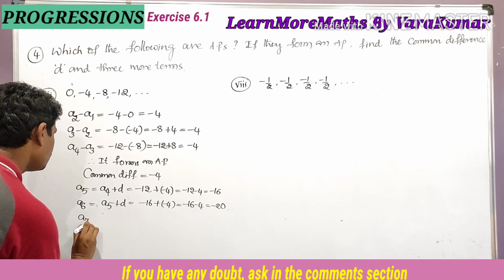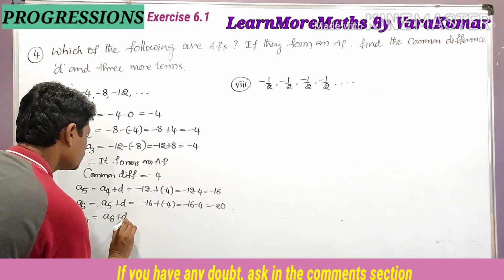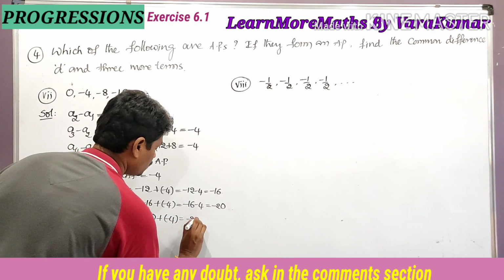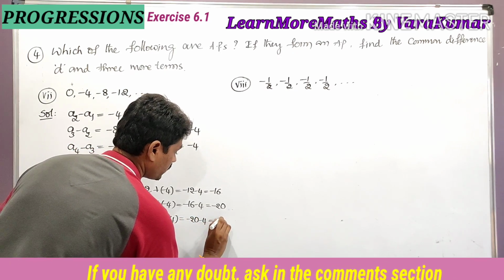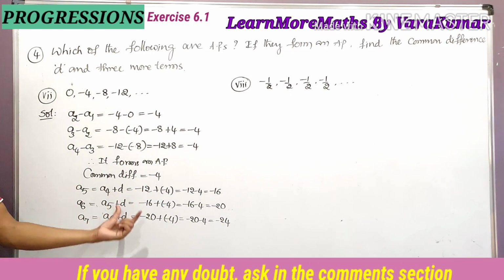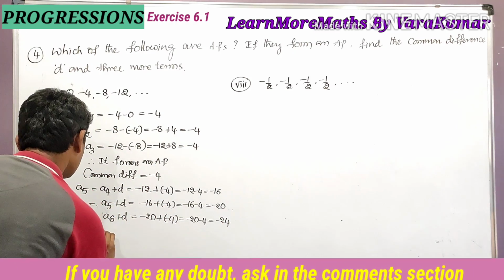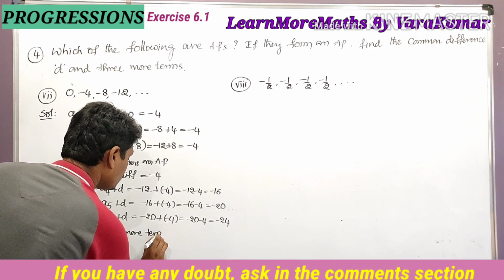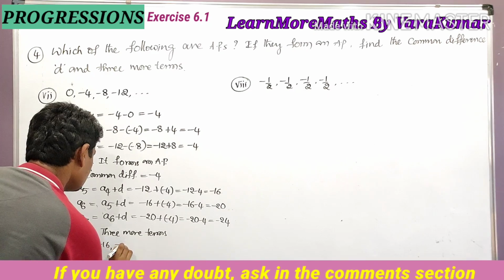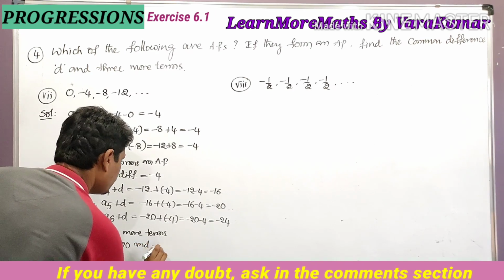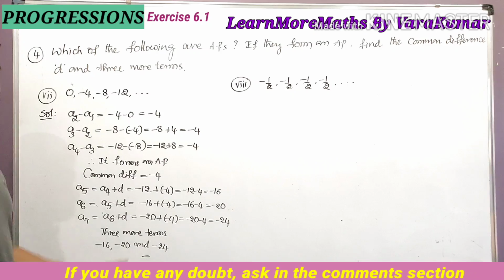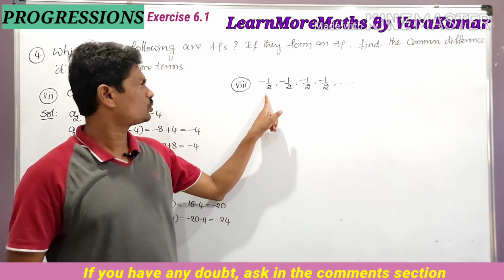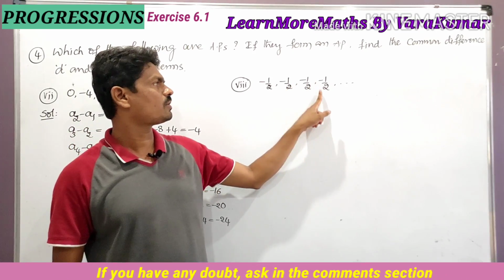So next a7 is equal to a6 plus d. a6 is minus 20 plus minus 4, that is minus 20 minus 4, which is minus 24. So these 3 are the 3 more terms: minus 16, minus 20 and minus 24. So this is the 7th bit, student. So next, the 8th bit in the 4th problem, minus 1 by 2, minus 1 by 2, minus 1 by 2 and so on.